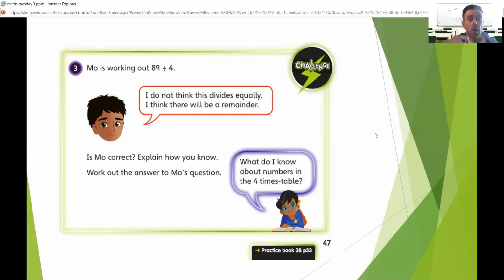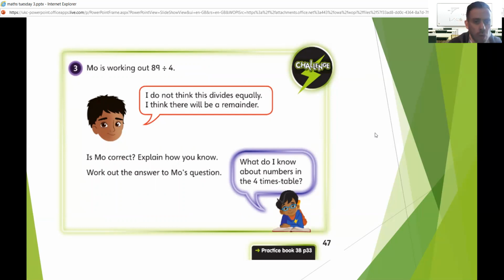All right. So I'll give you a clue. He is correct. But I want you to tell me how you know that. You can know that before you even do any working out. All right. So see if you can do that. And then have a go at working out the answer to Mo's question. His question was 89 divided by 4. Pause the video and have a go at the challenge.